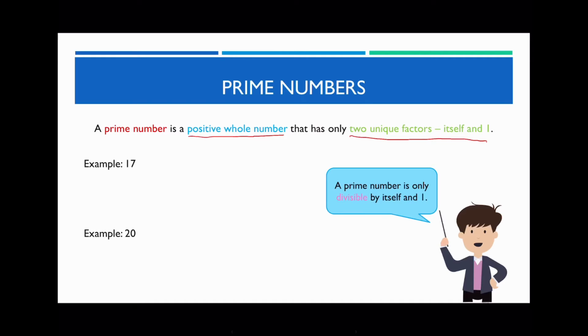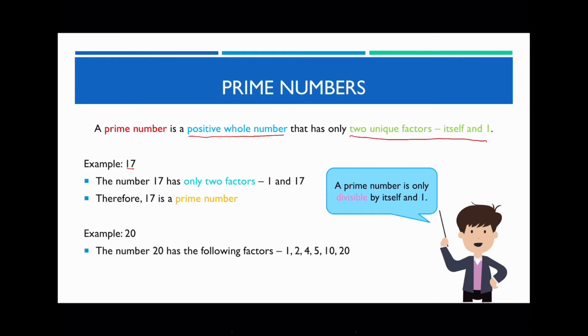So firstly, 17. Is this number considered to be a prime or not a prime? Well, we know that the number 17 has only 2 factors. There's only the numbers 1 and 17 that are divisible by the number 17. As a result, 17 is classified as a prime number. Let's look at the second example, number 20. In this case, what numbers can be divided into 20? You would agree with me that 20 has the following factors. It has 1, 2, 4, 5, 10, and 20.